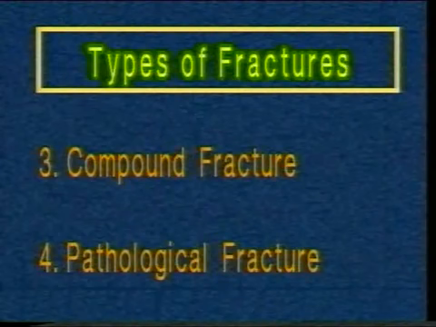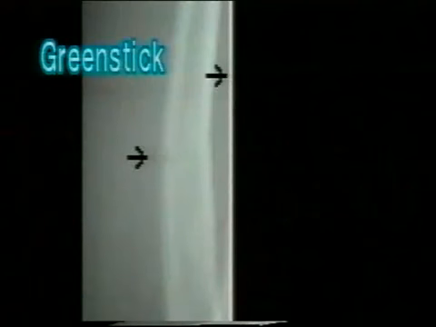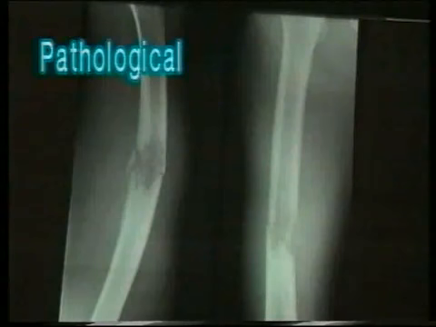Now we will see the types of fractures. This is a transverse fracture. This is an oblique fracture. This is a spiral fracture. This is a green stick fracture where only one side cortex is fractured. This is a comminuted fracture with more than two fragments, and this is a pathological fracture in a diseased bone.